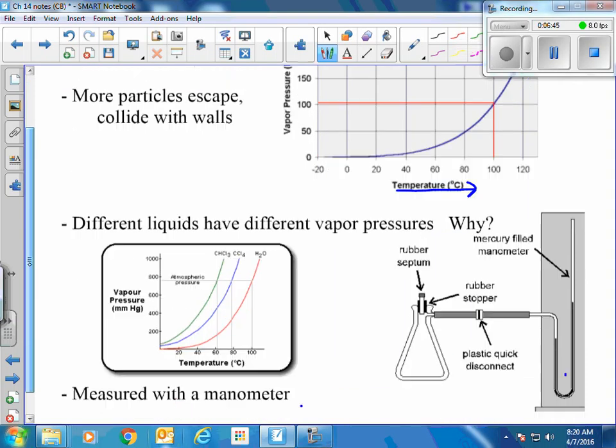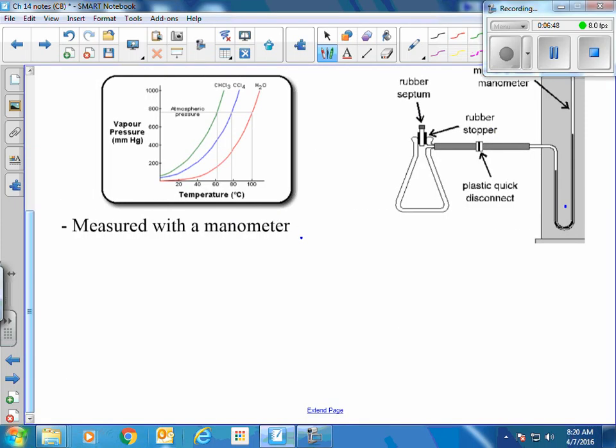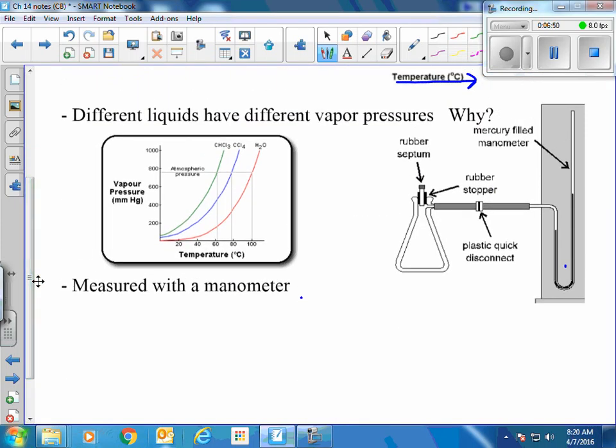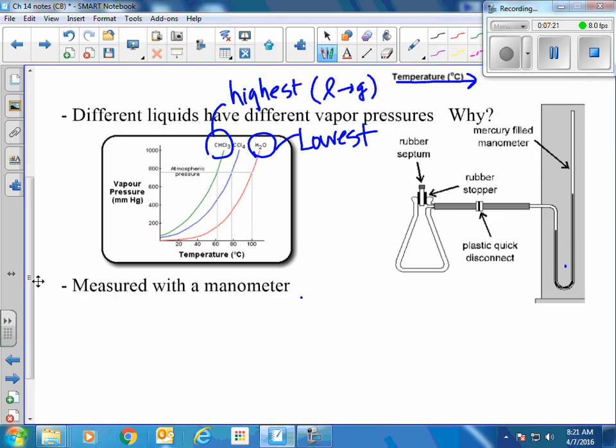Now, we saw between water and acetone that things can have different vapor pressures. And this graph right here is going to show you that. So we have the vapor pressure of, what is this? Methyl chloride, carbon tetrachloride, and water. And you can see water has the lowest vapor pressure. So that means that it is not able to evaporate very quickly. And this one would have the highest vapor pressure because it's going to go from a liquid to a gas very easily. And we know water takes a long time to evaporate.